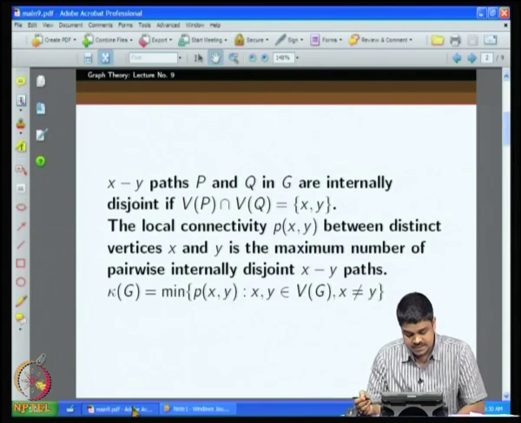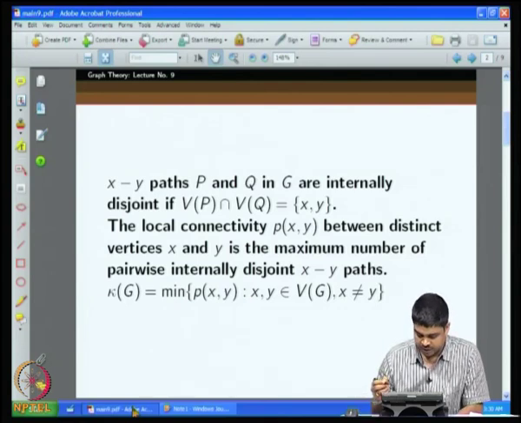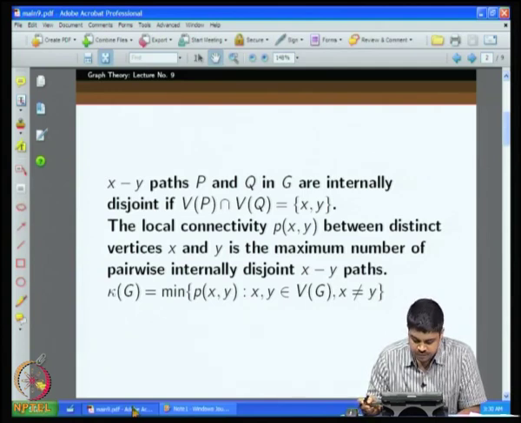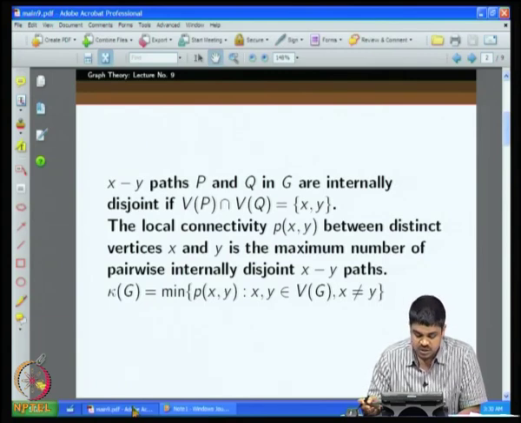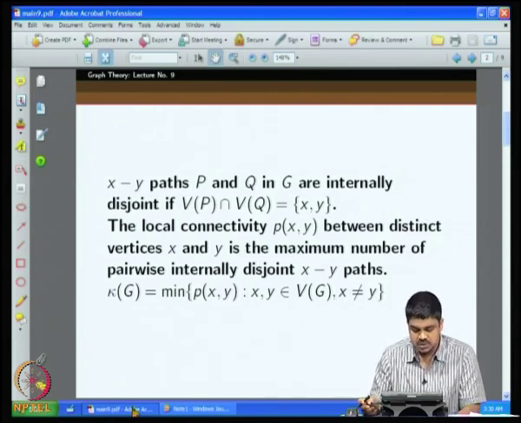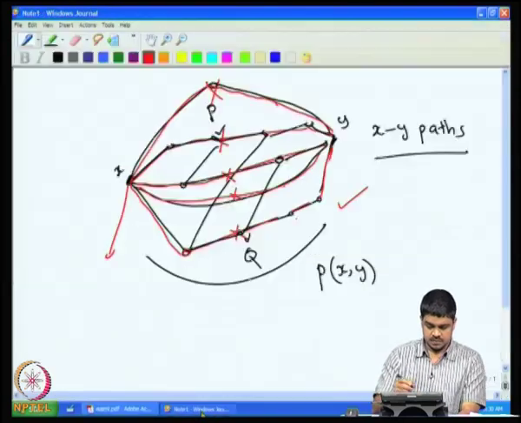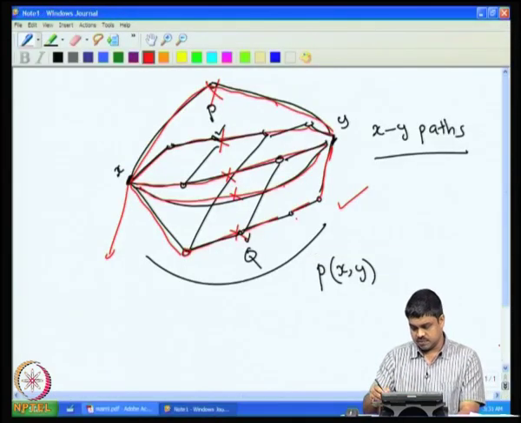Now, what is the connectivity of a graph? You have several pairs of vertices x, y in the graph, and for every pair you have the so-called local connectivity, the maximum number of pairwise internally disjoint xy paths. Among all the pairs, you look for the minimum local connectivity, and that is going to be the connectivity of the graph. This makes sense. You can take some examples.